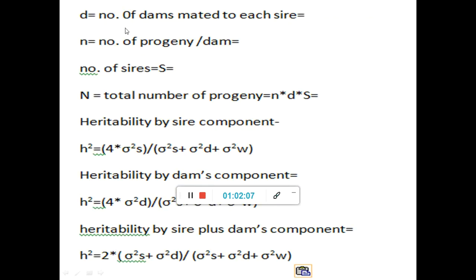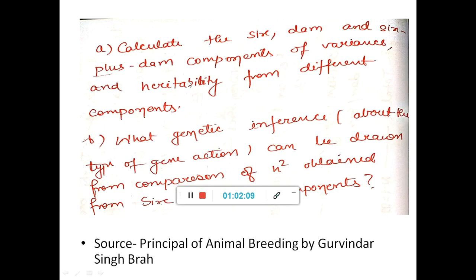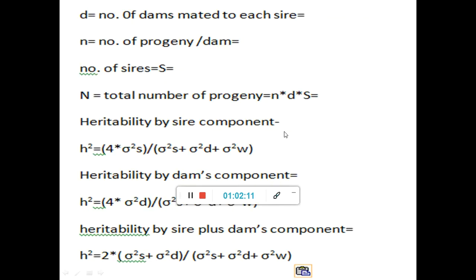As you can see, number of sires, S, is equal to 20. 20 poultry sires were mated to 5 dams each. So D is equal to 5, and the number of progeny per dam, small n, is equal to 10. So this is equal to 20, this is 10, and this is the number of dams, which is 5. So you have 20 S, 10 n and 5 D.